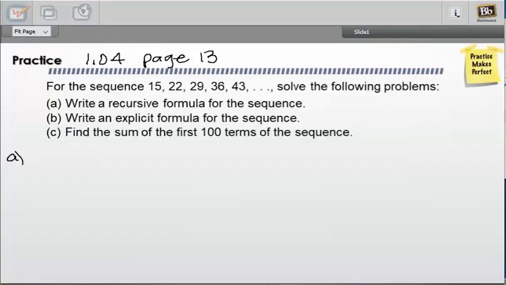It says, write a recursive formula for the sequence. And so what we have to know for that is, what is the first term? Can somebody tell me what the first term is in the sequence? 15. All right, we got that part down. So we know that this, oh, that's horrible. When I write small, it's just not good.